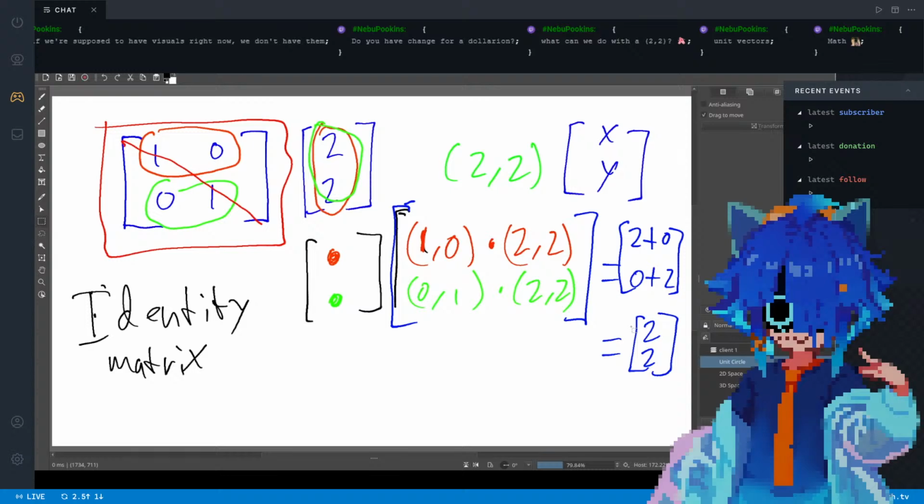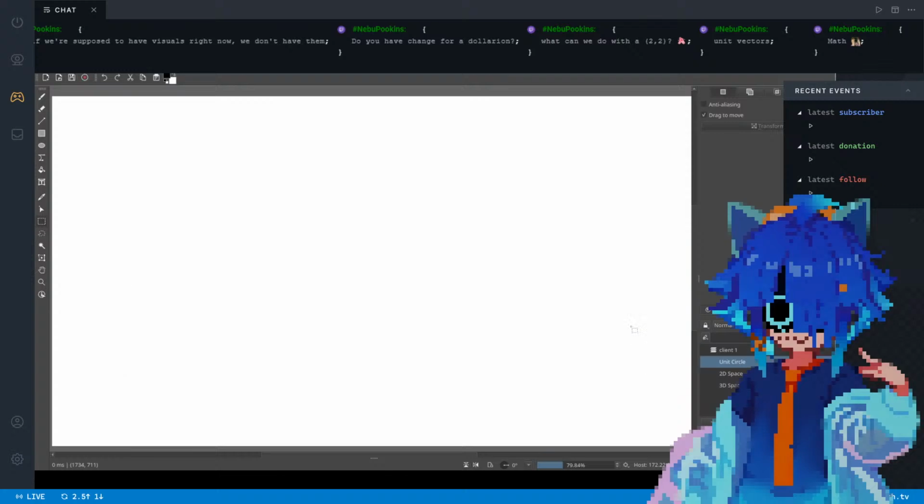When you multiply the identity matrix by a vector, the vector doesn't change. So how about a more complicated matrix? How about we take our identity matrix and multiply every element by some number, say 3. So the 1 becomes a 3, the 0 stays a 0, the 0 stays a 0, and the 1 becomes a 3. Now what happens when we multiply it by our vector, 2, 2?